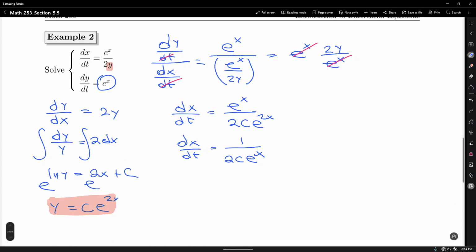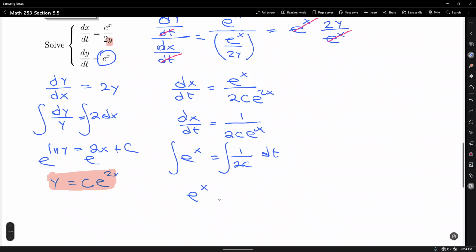Let's solve such equation. e to the x dx equals 1 over 2c dt, and integrate both sides. The integral of e to the x, guys, isn't that just e to the x? e to the x equals 1 over 2c t, because the dummy variable here is t. And what do we need to add here? Another constant, in this case d, because this is out of a second equation we were solving.